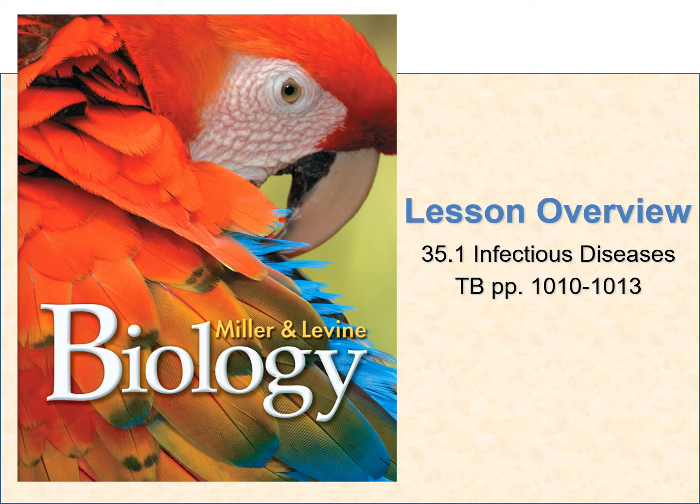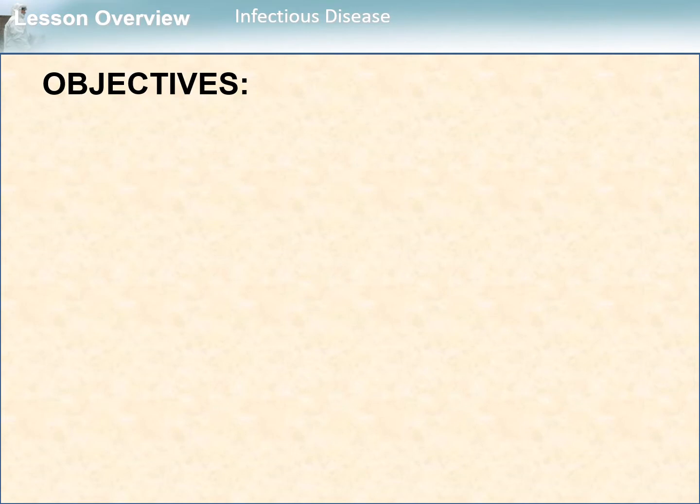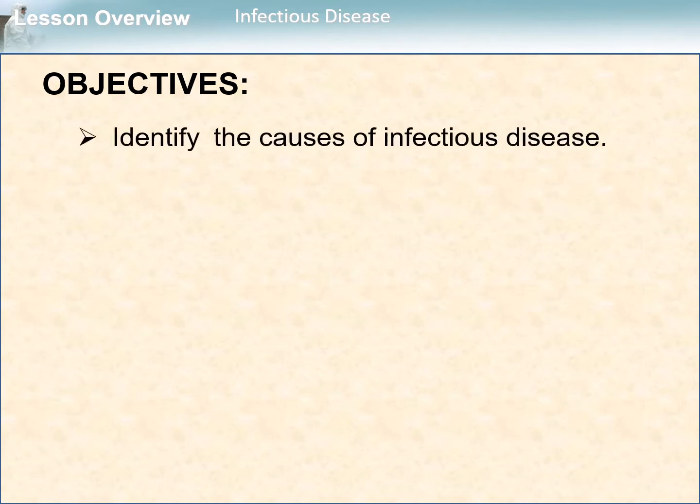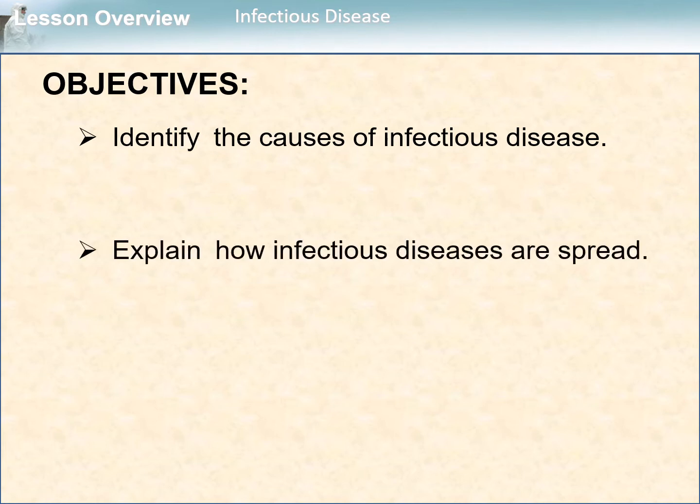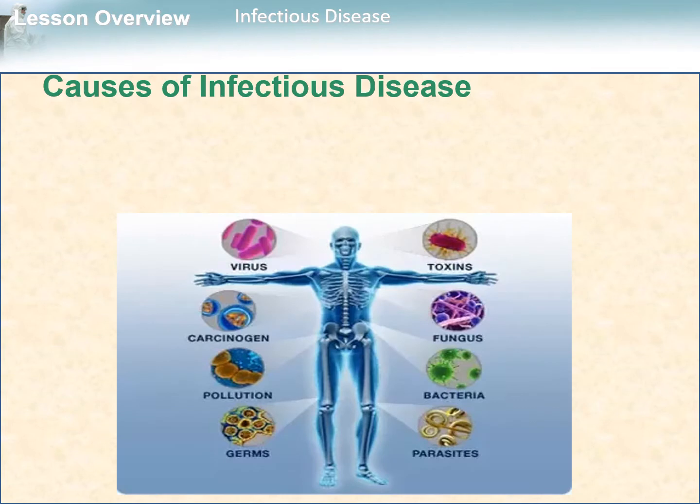Hello everyone. I will be discussing chapter 35, lesson 1, entitled Infectious Diseases. This is found in your textbook pages 1010 to 1013. Our objectives are to identify the causes of infectious disease, as well as to explain how infectious diseases are spread.